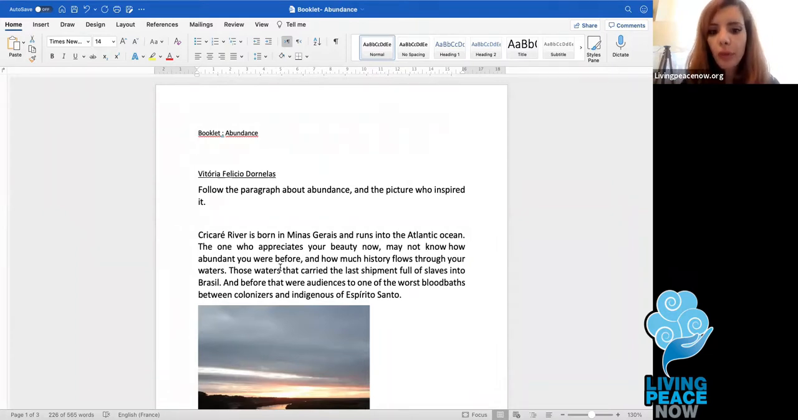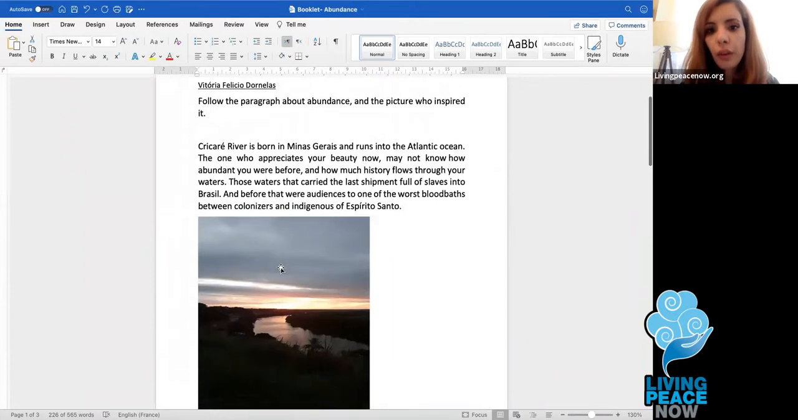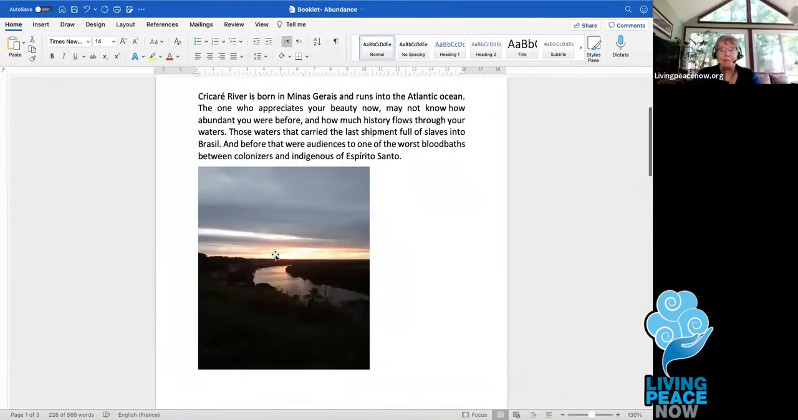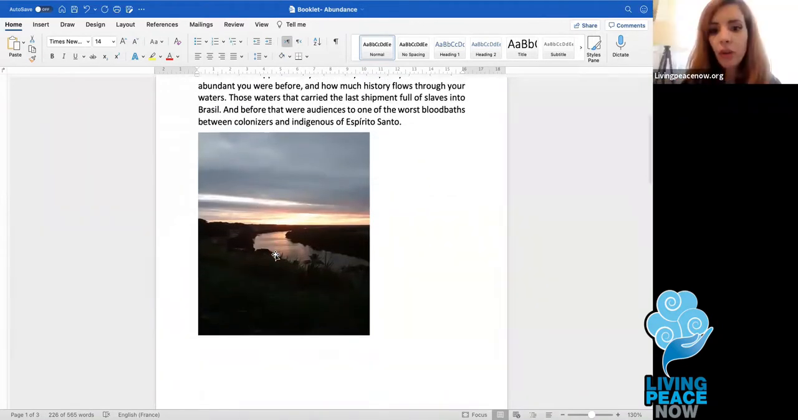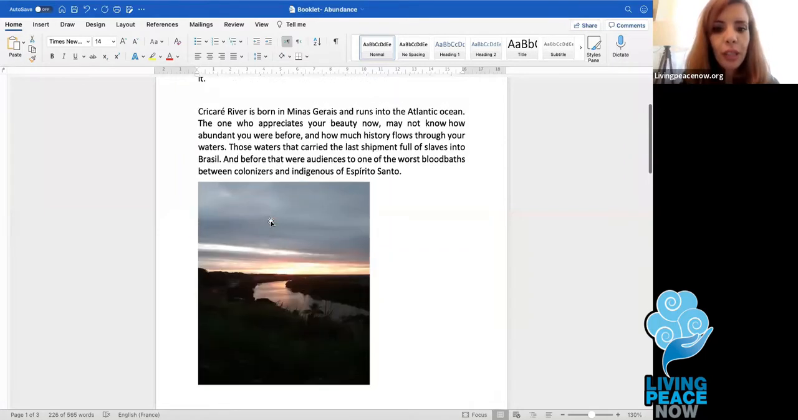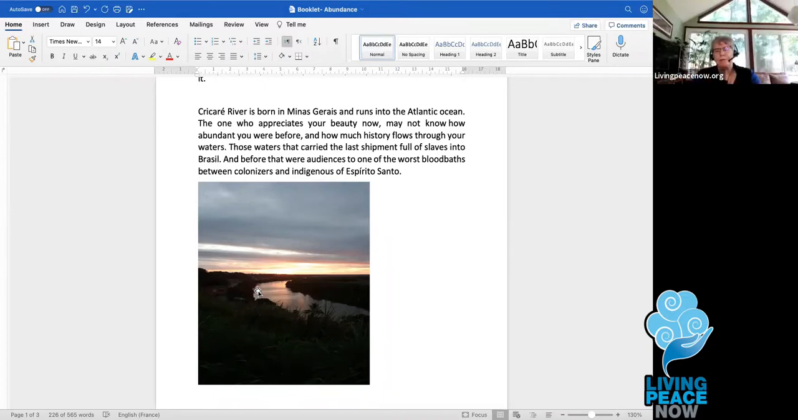Victoria spoke about a river, and I think a picture is worth a thousand words. It's a river, a beautiful picture. I think she took it herself in the place where she lives, and it's a beautiful river. I love rivers. I like walking by rivers. So this is so beautiful, the flow of the water. And she said the name of the river is Kikare River. I think it's in Oslo. Where is she? Victoria lives in Brazil. Brazil. Yeah, so it's in Brazil.